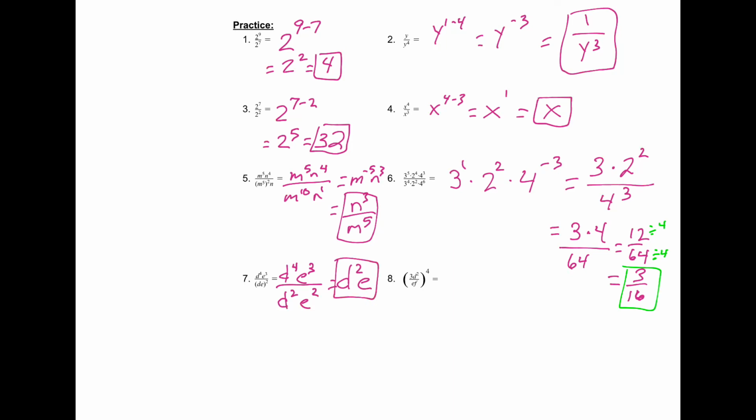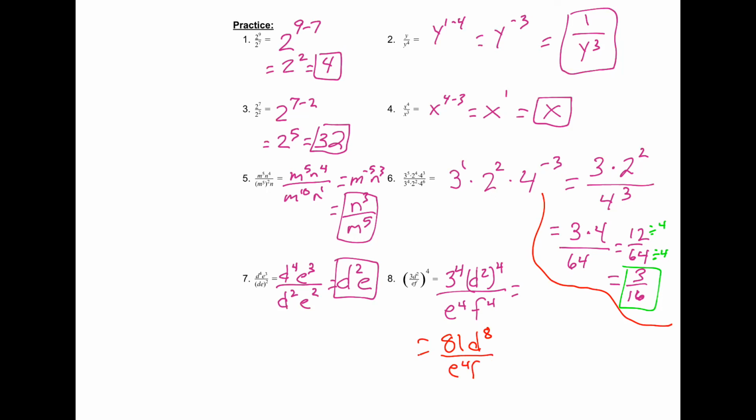And last one, we see everything is in parentheses to the fourth power, so we do have to take everything to the fourth. So when you put everything to the fourth, it's going to look like 3 to the fourth, d squared to the fourth, e to the fourth, f to the fourth. And then we can just fine tune, let me change colors real quick here. So when I do that, 3 to the 4th is going to be 81. D squared to the 4th, we have a power to a power, so we multiply our exponents, d to the 8th, over e to the 4th, f to the 4th.